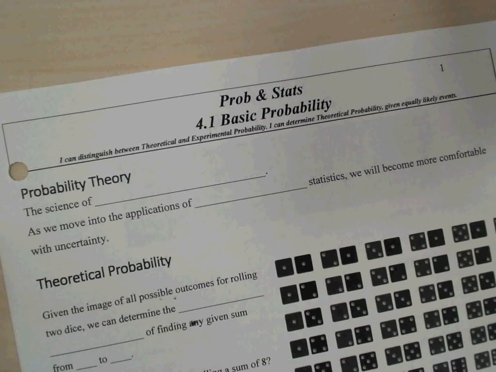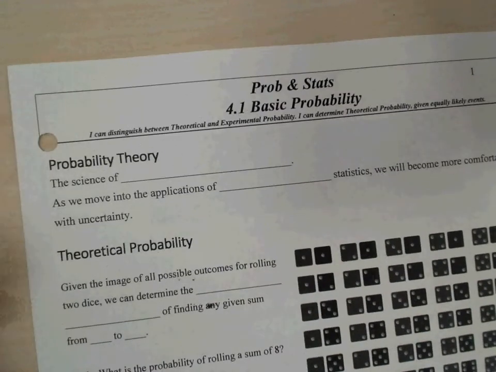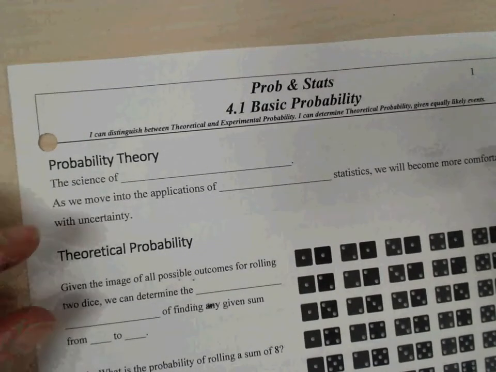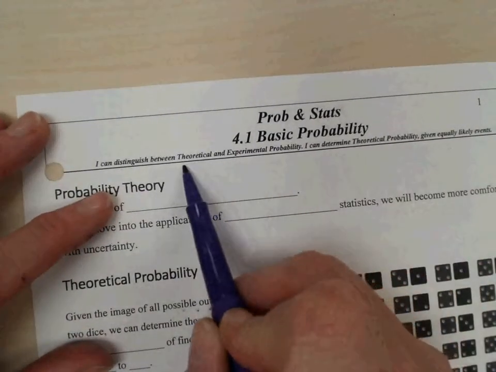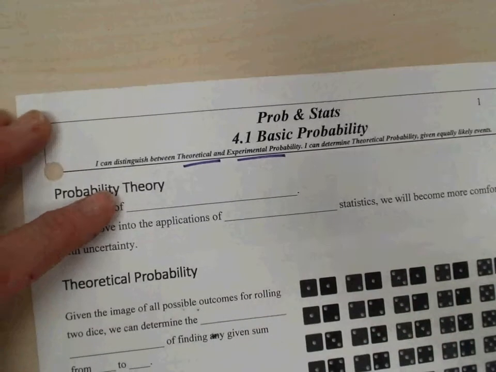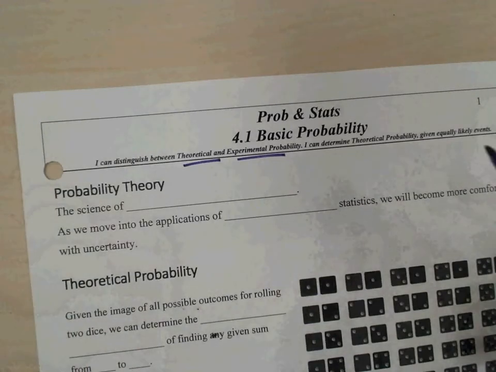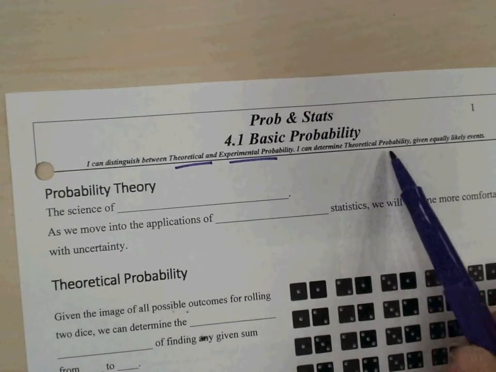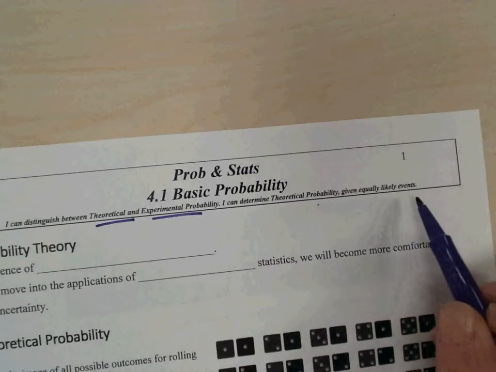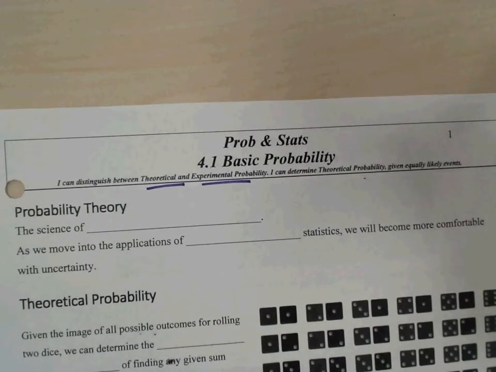All right, we're going to start here, 4.1, basic probability, launching into this new unit. The goals for today are to be able to distinguish between theoretical and experimental probability. You probably could do that already just after doing our dice rolling activity. And then to be able to determine theoretical probability given equally likely events. What is probability theory? It is the science of uncertainty.